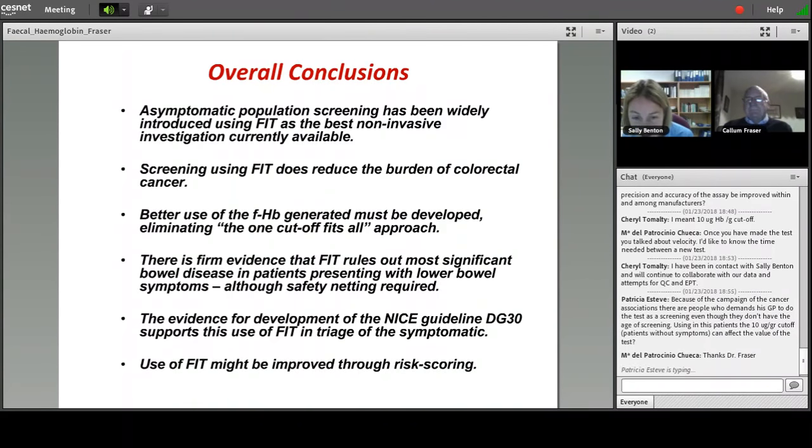So our next question is from Patricia Estevy. Because of the campaign of the cancer associations, there are people who demand the GP to do the test as a screening, even though they're not of an appropriate screening age. And if this is done, should we be using the 10 micrograms per gram cutoff for patients without symptoms? And does this affect the value of the test?